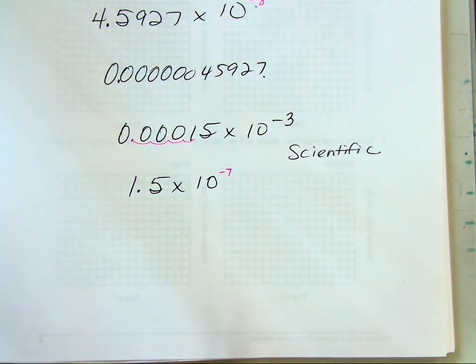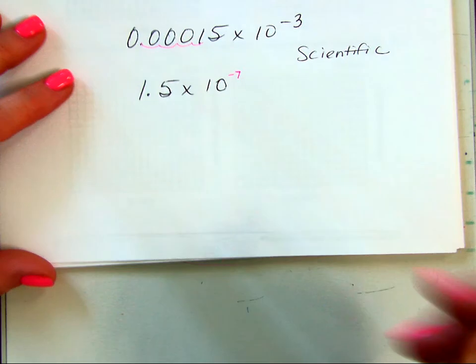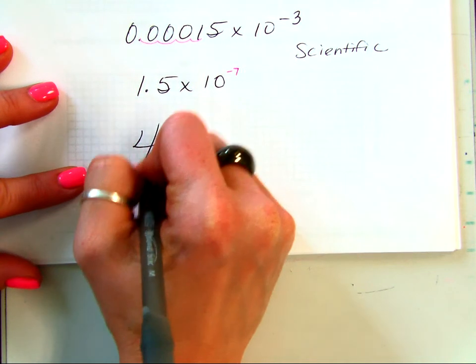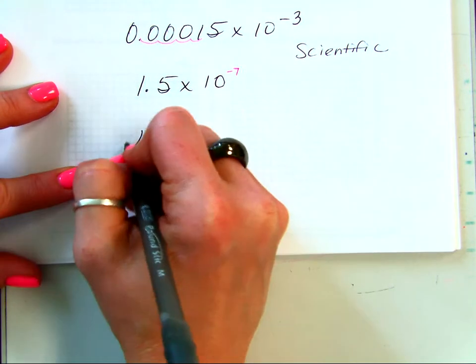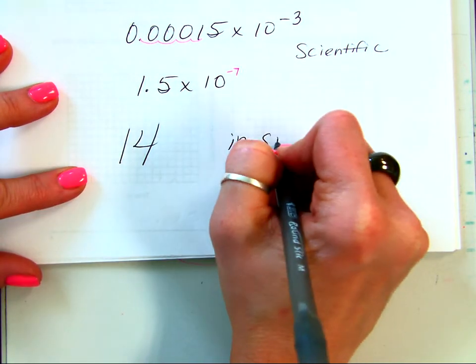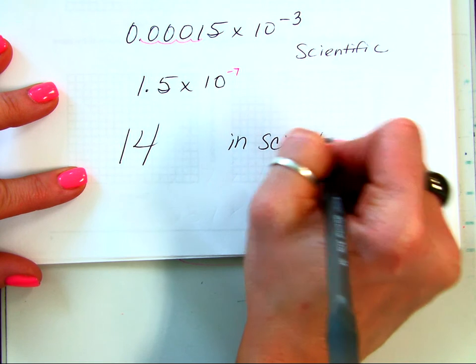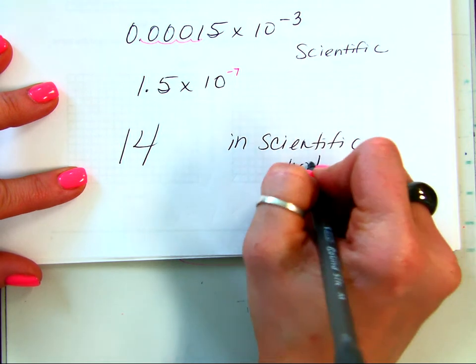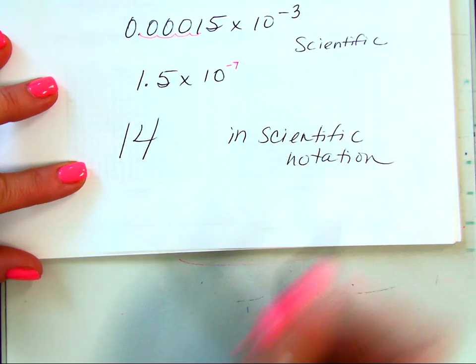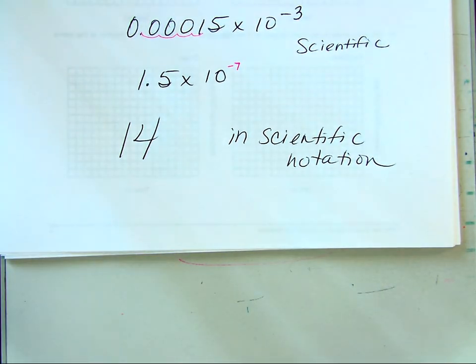And then, how about this? Write this in scientific notation. 14. Write 14 in scientific notation. I don't need it to be in scientific notation. I just need you to know how to do it. So where's the 0? Where does it need to be? Write it.